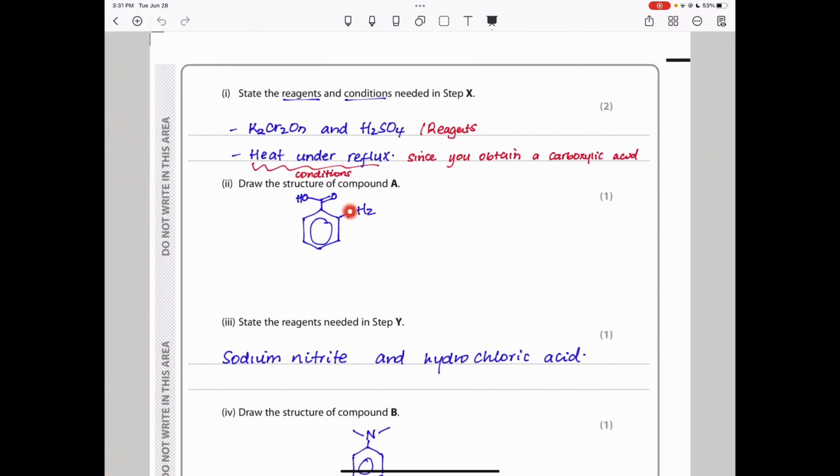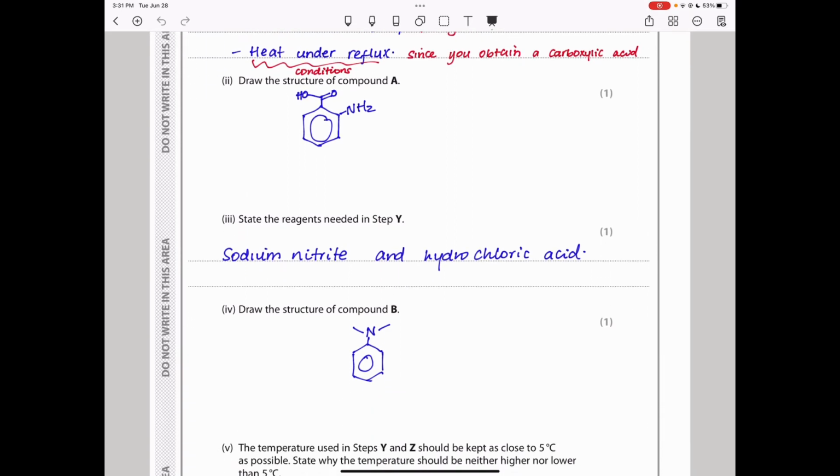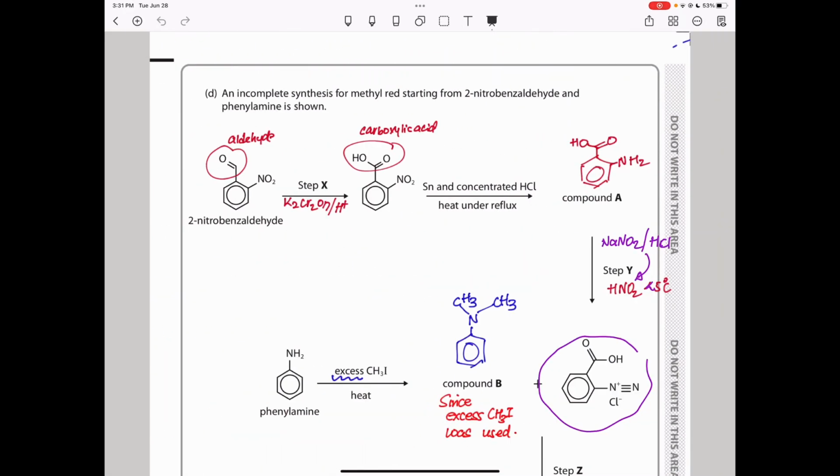So that is why we have the amine here. Continue down here, they say, state the reagent needed for step Y. To take you back to step Y, just a minute. Step Y is this step here, conversion of the amine to form a diazonium salt. We have to use sodium nitrite with HCl, or you could say nitrous acid.